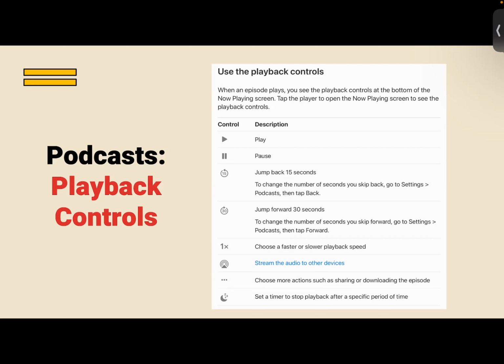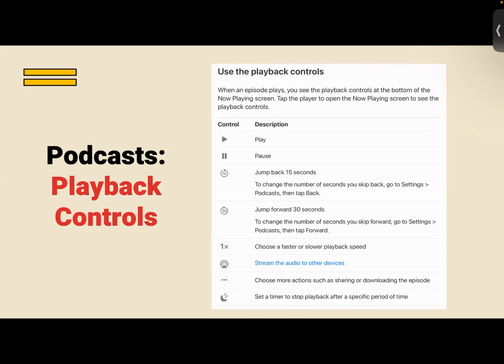You can also edit the playback speed. You can stream the audio to other devices if you're able to. And then there's those three dots that we are very familiar with. This usually means the more button, so you can choose more actions such as sharing or downloading the episode. And you can also set a timer to stop playback after a certain period of time.